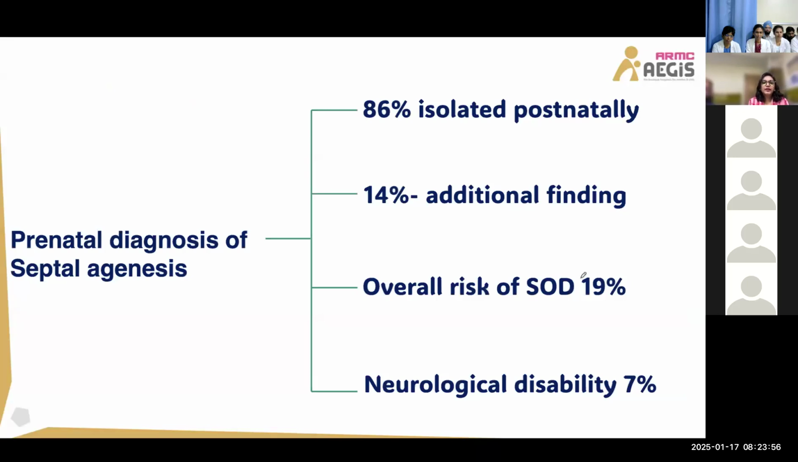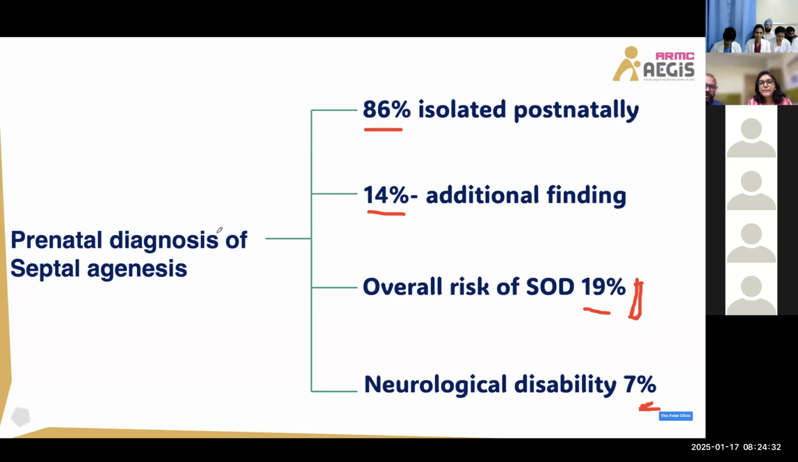So if we prenatally diagnose a case of septal agenesis, only 86% of them turn out to be truly isolated postnatally, whereas the remaining 14% are found to have additional findings. Among these, the overall risk for septo-optic dysplasia is around 19 to 20%, whereas current literature shows that the rate of SOD association postnatally ranges from 18% to 67%. What should we quote now, 19 to 20, or a very broad range?